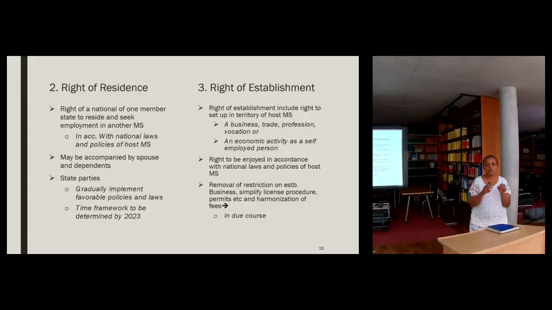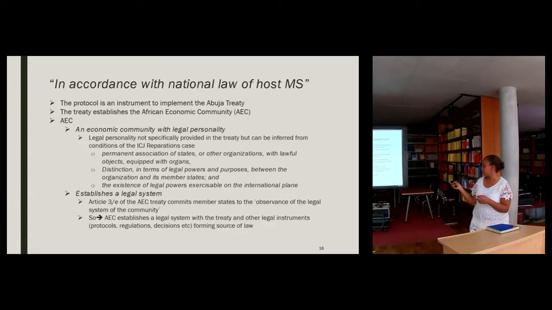It's written in bold and underlined to indicate that their laws would have a prevalence over whatever is going to be concluded under the protocol. These are some things. Right of residence and right of establishment are some things to be achieved sometime in the future, so we don't find a concrete time framework for when to achieve those things.